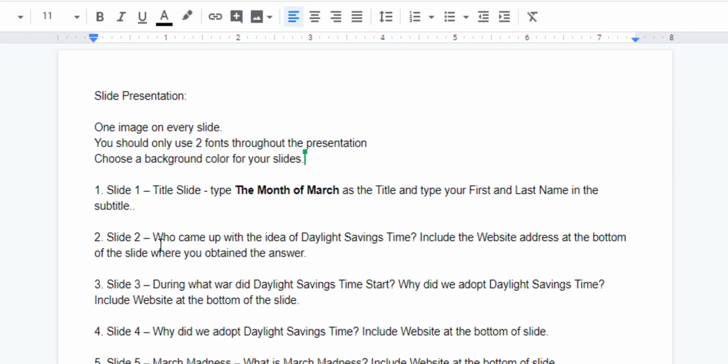Then slide 2 is about daylight savings time. Slide 3 is also about daylight savings time, but a different question. But I do want you to notice that you have to include a website at the bottom of the slide or on the slide for every single slide. So I want to know where you got your information. On slide 4, it's one more about daylight savings time.